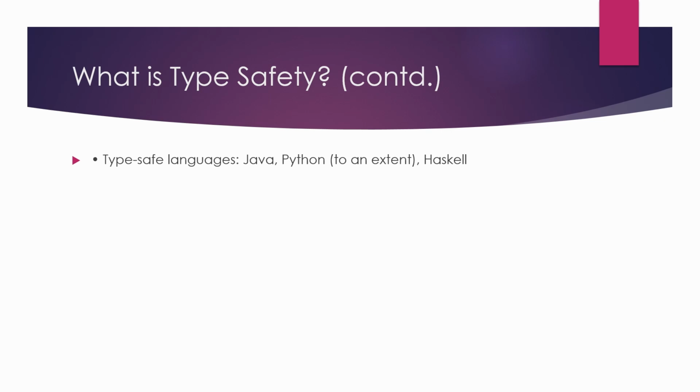Type safety is not just a theoretical concept, it's a practical necessity in modern programming. Some languages like Java and Python ensure a degree of type safety by enforcing rules about how types interact. Other languages like Haskell are known for their strong type systems which help prevent a wide range of bugs.